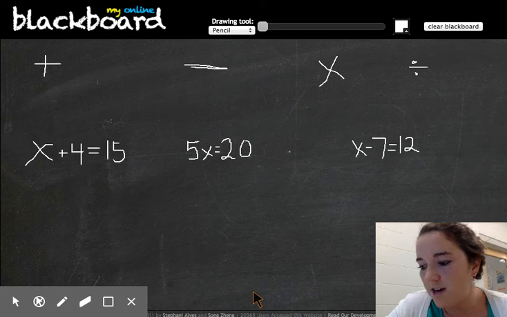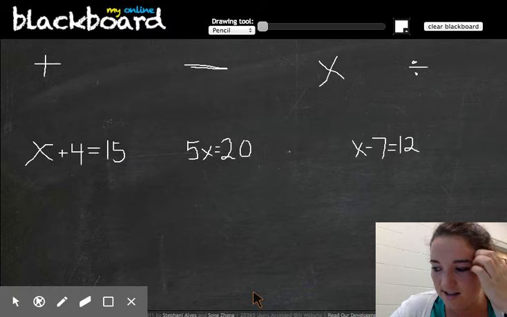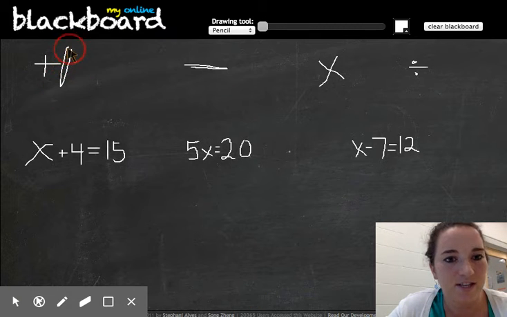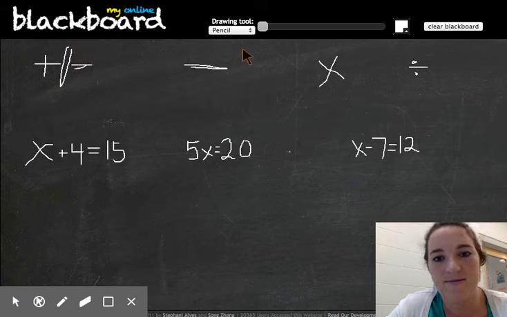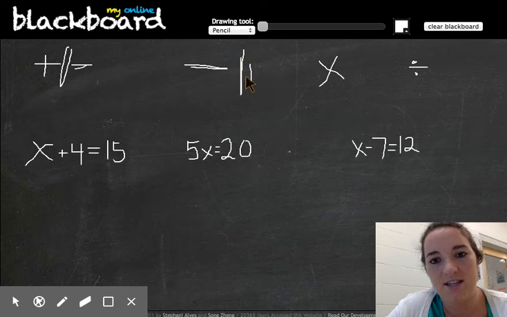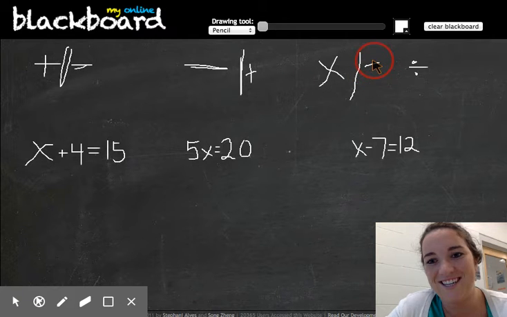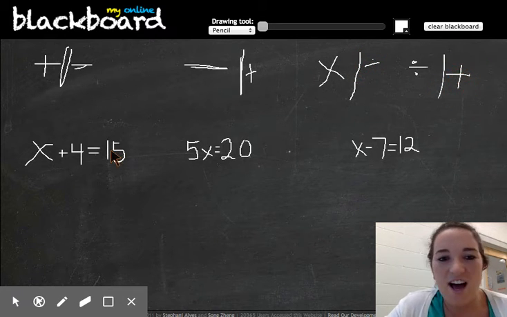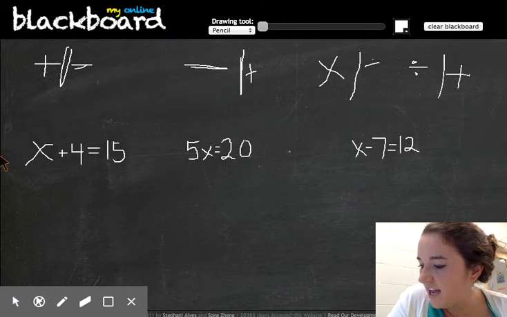So at the top it says, what is the inverse of addition, subtraction, multiplication, and division? You guys are really good at this right now. What's the inverse of addition? Subtraction. What's the inverse of subtraction? Addition. What's the inverse of multiplication? Division. And then what's the inverse of division? Multiplication. Okay. So now let's go through the equations.